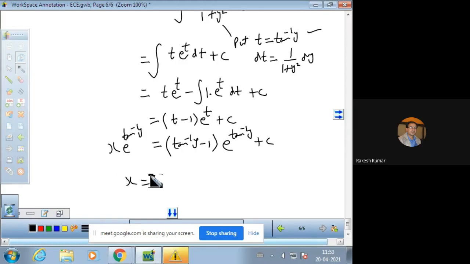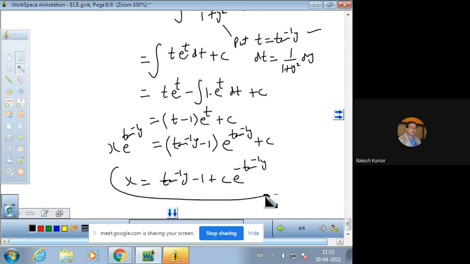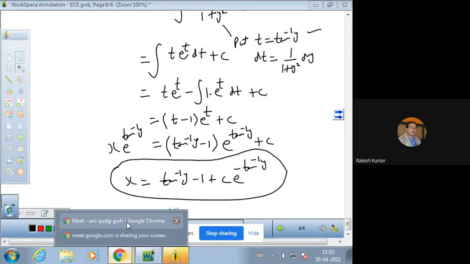So this e raised to power tangent inverse y will be taken to the right hand side, and it will be tangent inverse y minus 1. This will be removed, and plus c e raised to power minus tangent inverse y. Now this is the required solution of given Leibniz linear differential equation. So this is the technique for solving the Leibniz linear differential equation by using different type of ordinary differential equations in which derivatives are not multiplied together. So we stop here. Thank you very much.